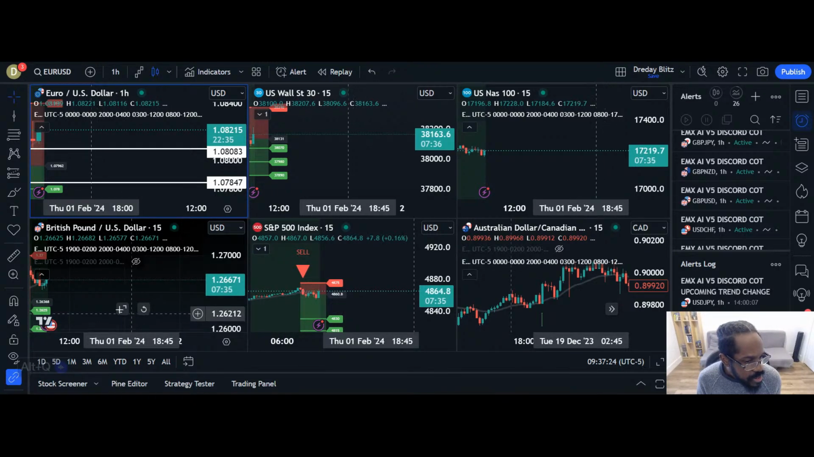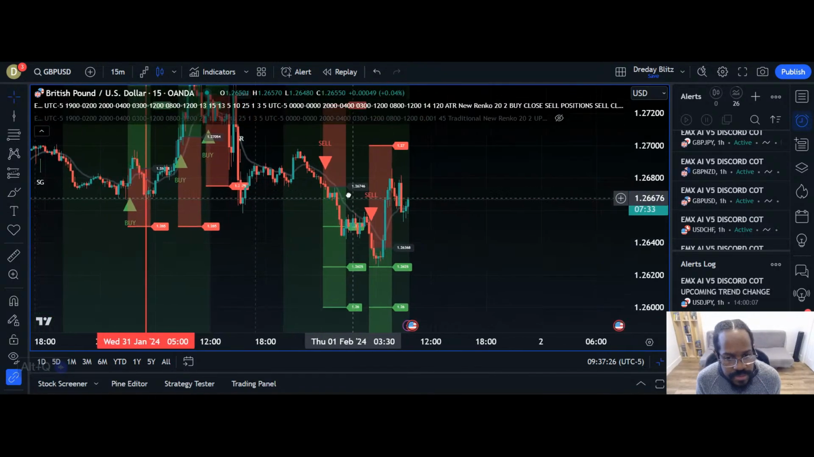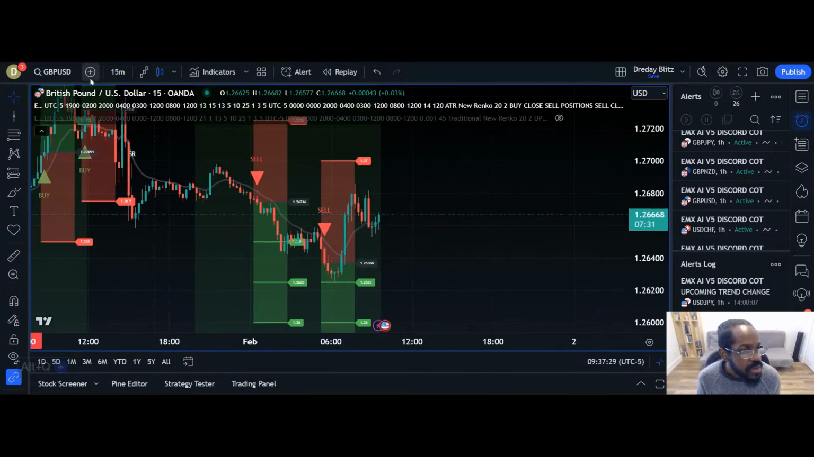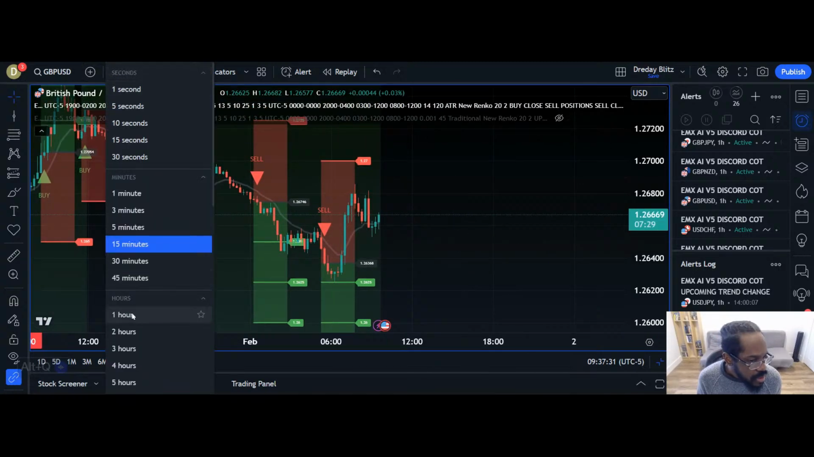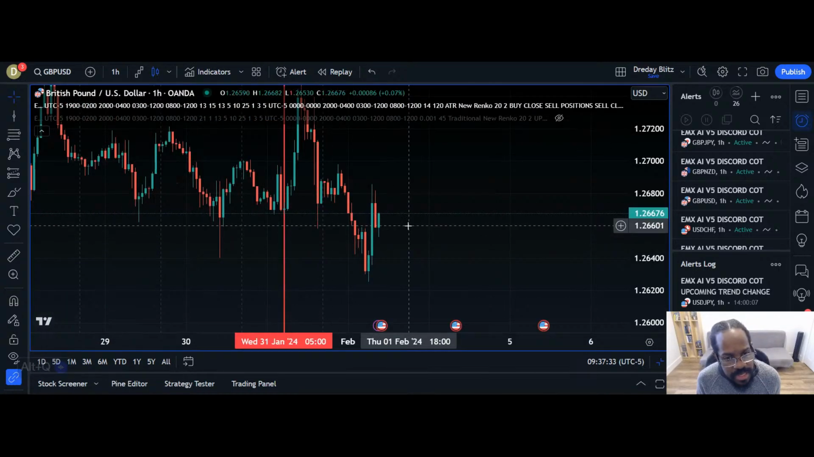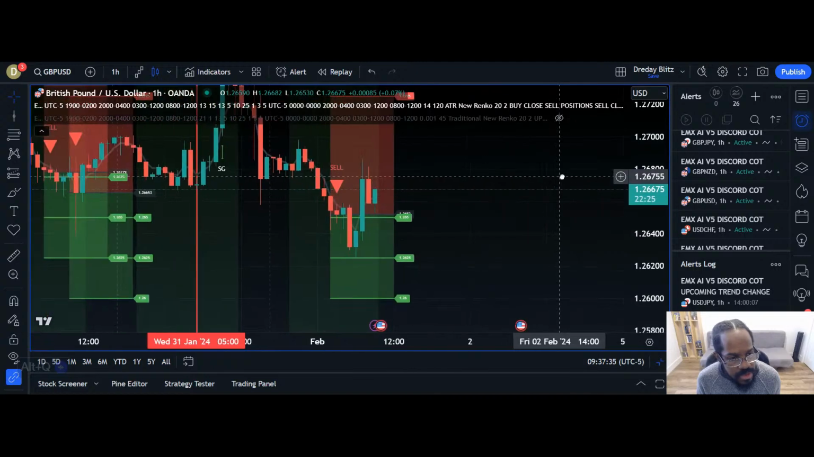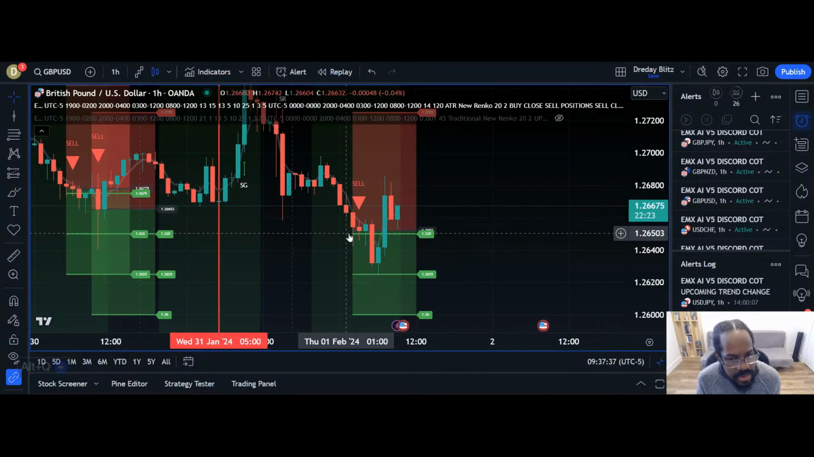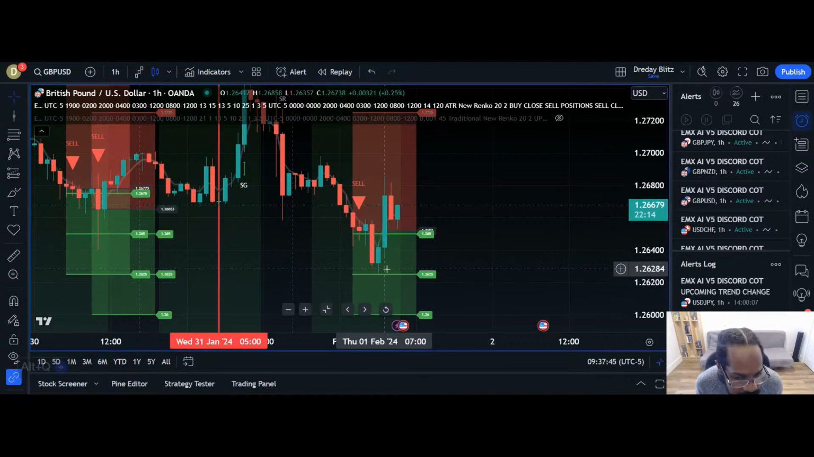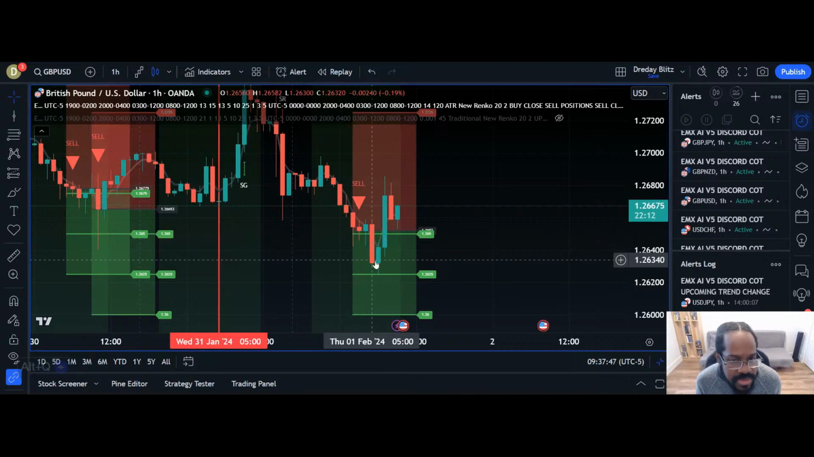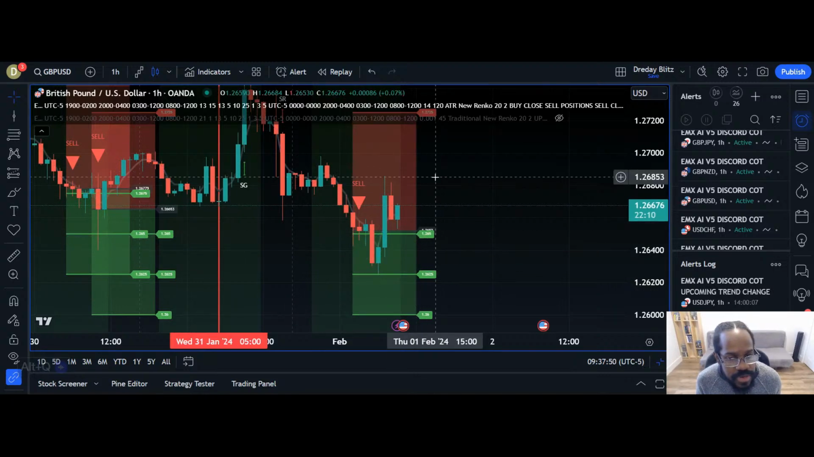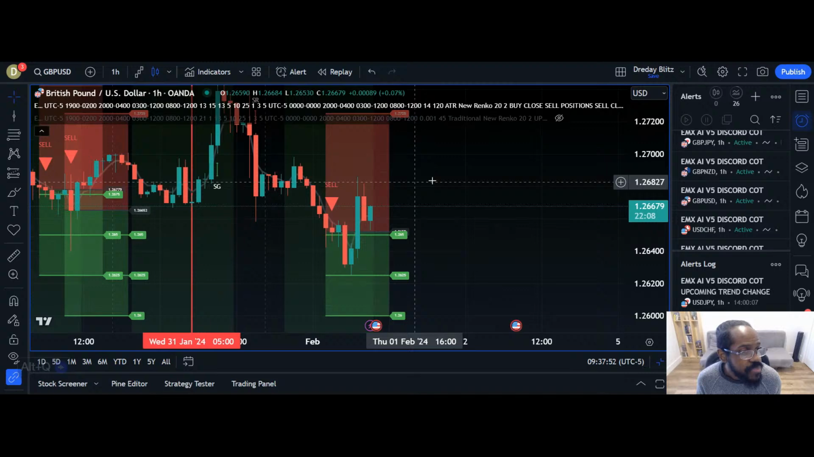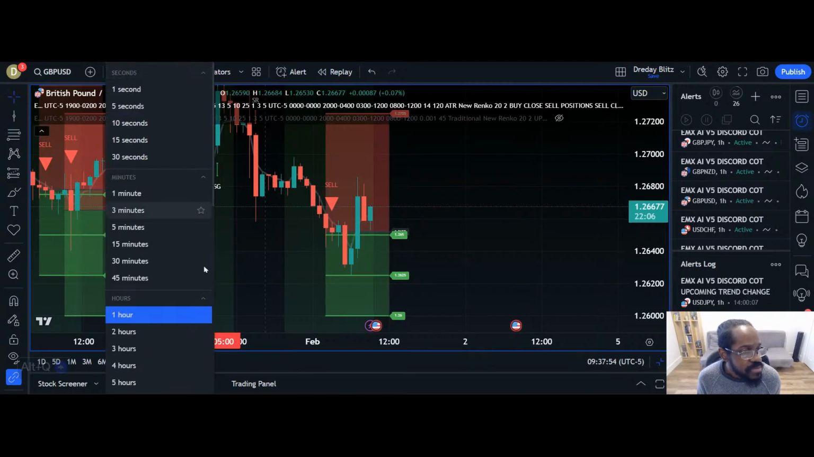Let's look at GBP USD. We had a sell signal here at 4 o'clock in the morning. It started to go down, went to TP1, tapped it, and started to reverse, did the same thing as Euro USD.